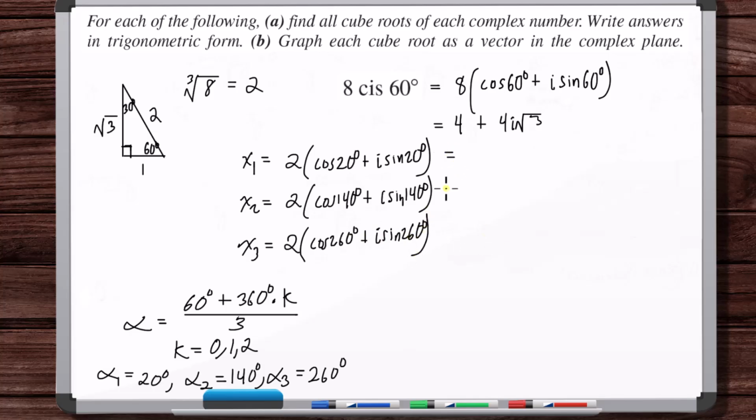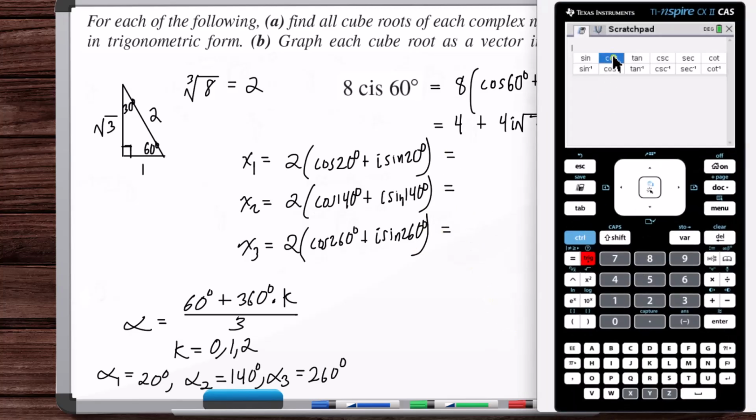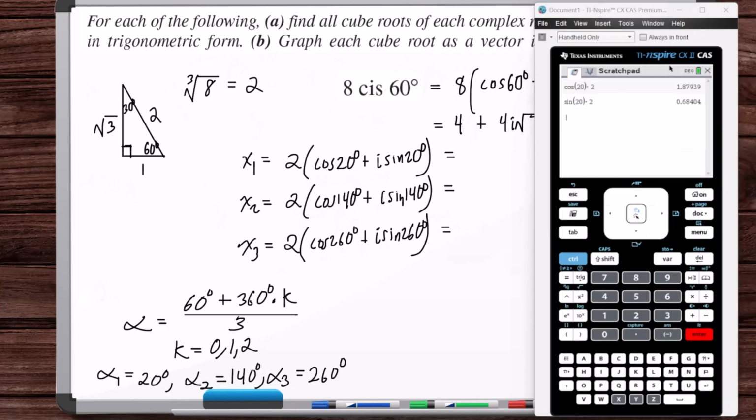Now I want to convert these to rectangular, but you don't have to do that. So cosine 20 times 2, and sine of 20 times 2, gives 1.88 plus 0.68i.